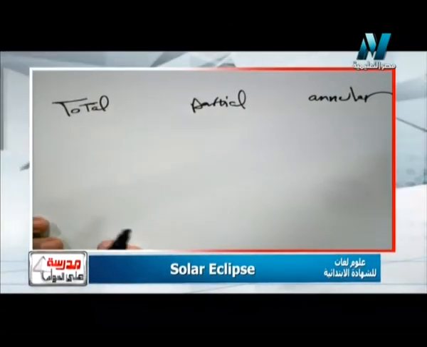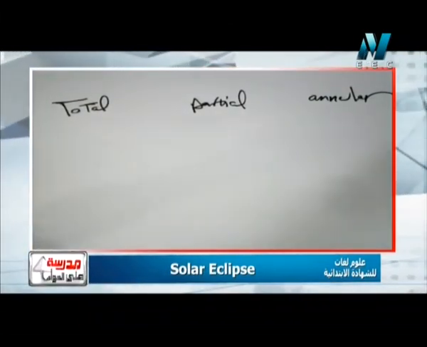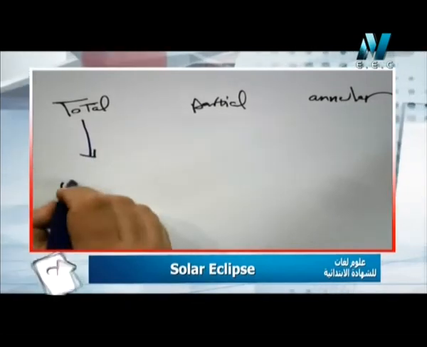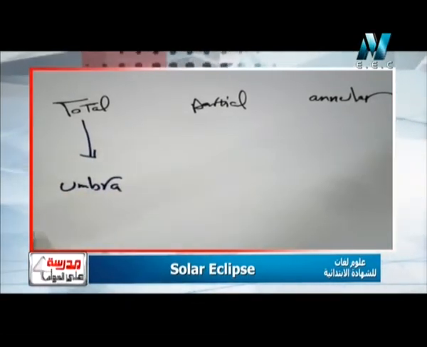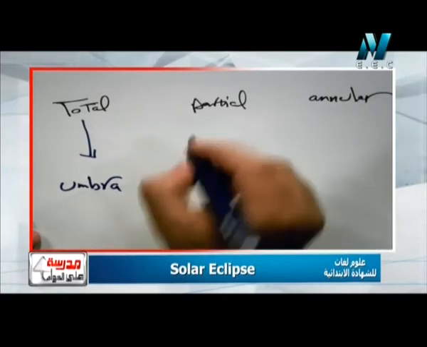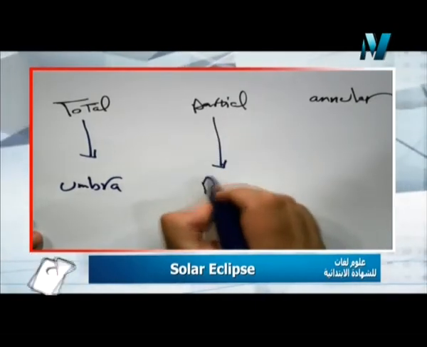Okay? Again, total eclipse occurs in what? Occurs in the area of umbra. Again, total eclipse occurs in the area of umbra. Partial occurs in the area of penumbra.